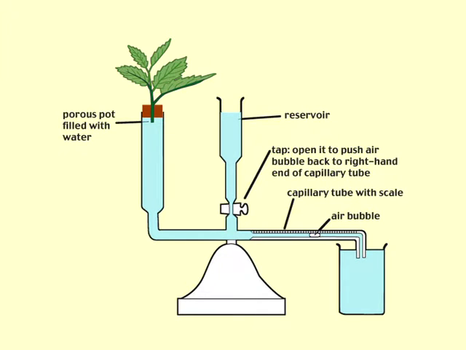If we know the diameter of the inner bore of the capillary tubing, we can calculate the volume of water taken up by a leafy shoot per minute. The volume is calculated by pi r squared d, where r is the radius of the inner bore of the capillary tube, and d is the distance travelled by the air bubble in 1 minute.